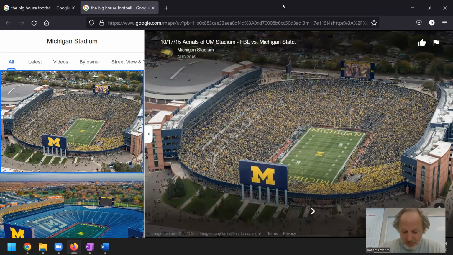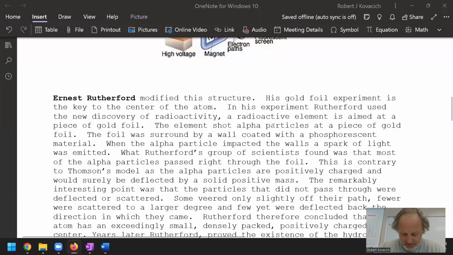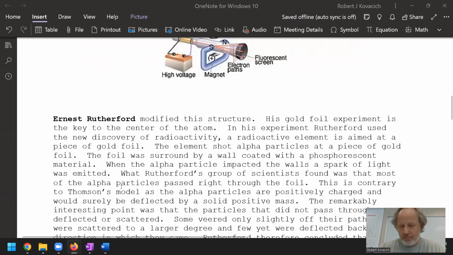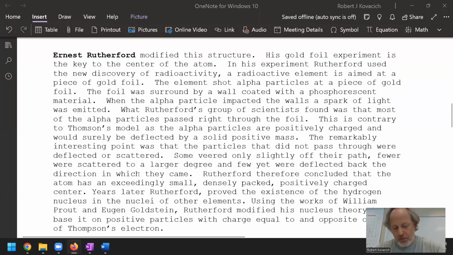So let's go back over here, talk a little bit more about this. And so again, this was really awesome that Rutherford was able to work with Thomson and come up with the idea that perpetuated, that moved the theory along of what the atom was. And then this same kind of thing happened to Rutherford later on.